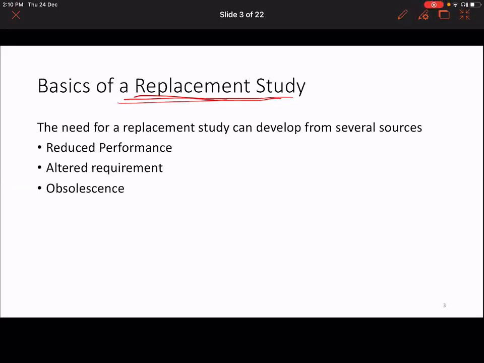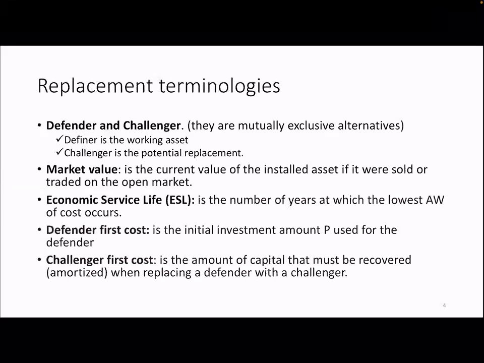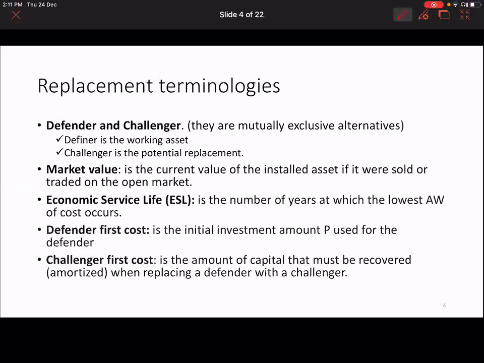requirements. Okay, so we have some terminologies we need to understand before we study replacement analysis. First, we need to know there are two different points, the alternatives. These alternatives have two names. The first alternative is called the defender, and the other is called the challenger.